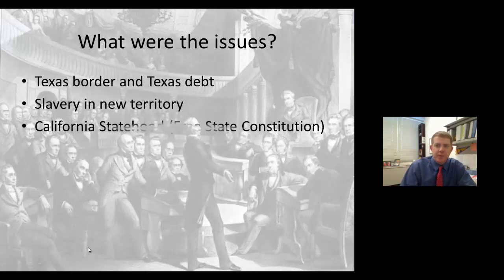A third issue is California. California, because of the gold rush in 1849, zooms through the population requirements and is ready to become a state. They wanted to become a free state. How do we balance that?